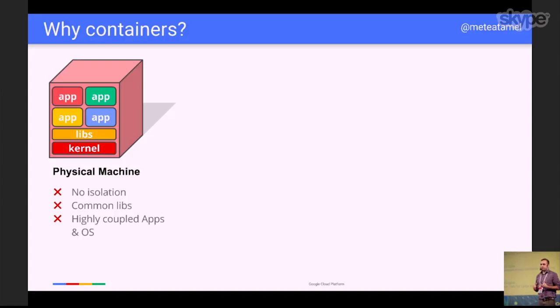We had a physical machine. And then on top of that machine, we would install an operating system, so the kernel. And then on top of the operating system, we would install some libraries that our applications need. And then we would deploy our applications on top of the libraries. So the good thing about this model was that it was really simple. You have a single machine, single operating system, single set of libraries.